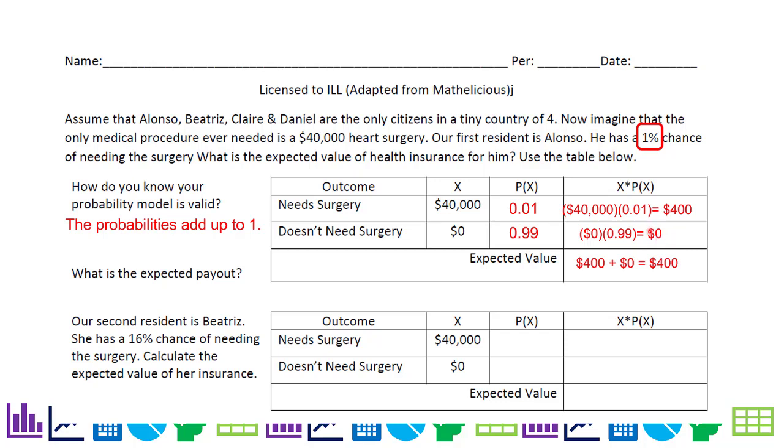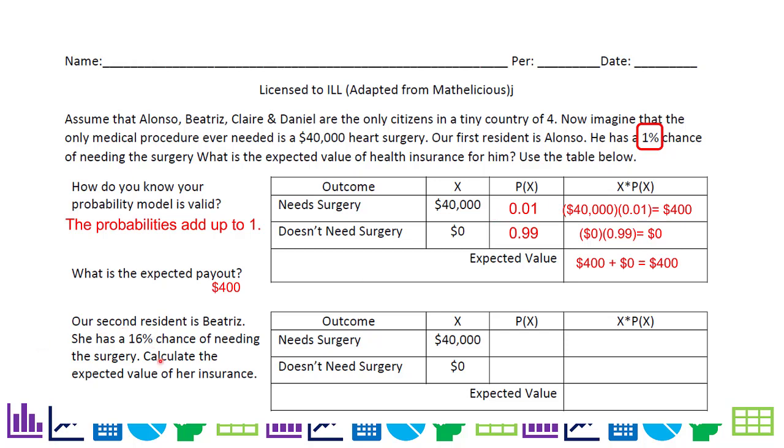Oh, and the expected payout is $400. So we expect him to need $400 in a given year for heart surgery because his probability is so low.